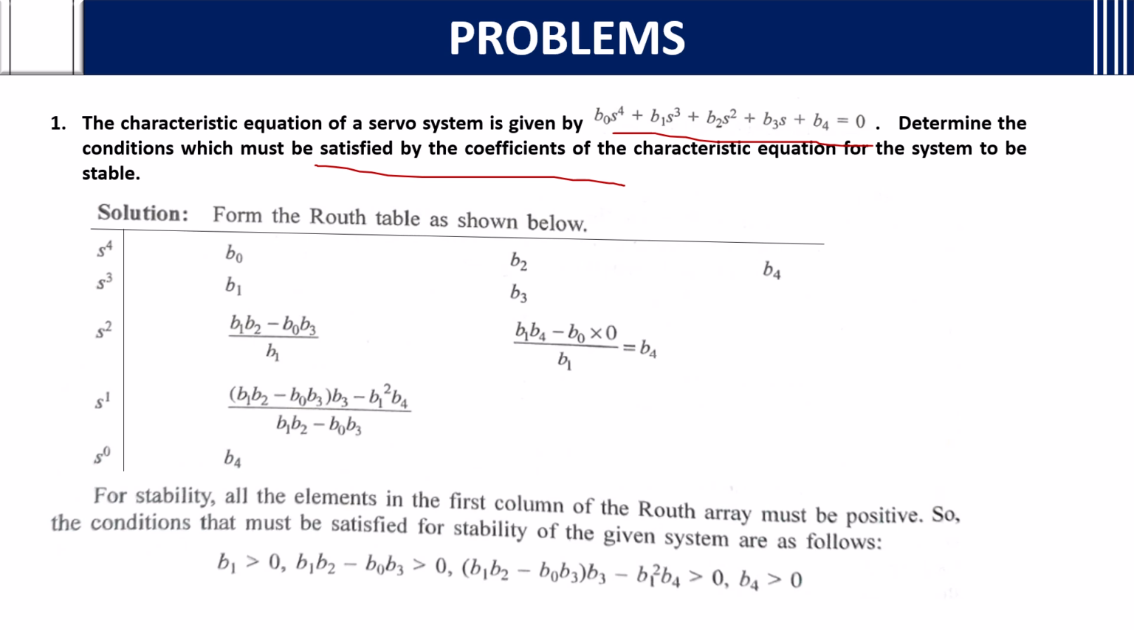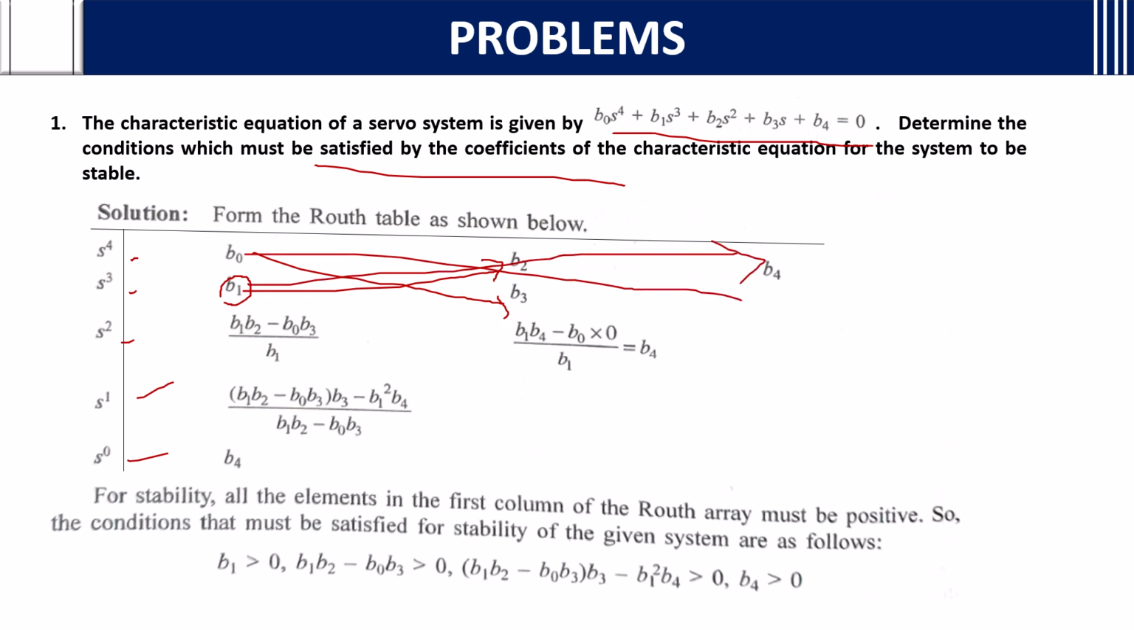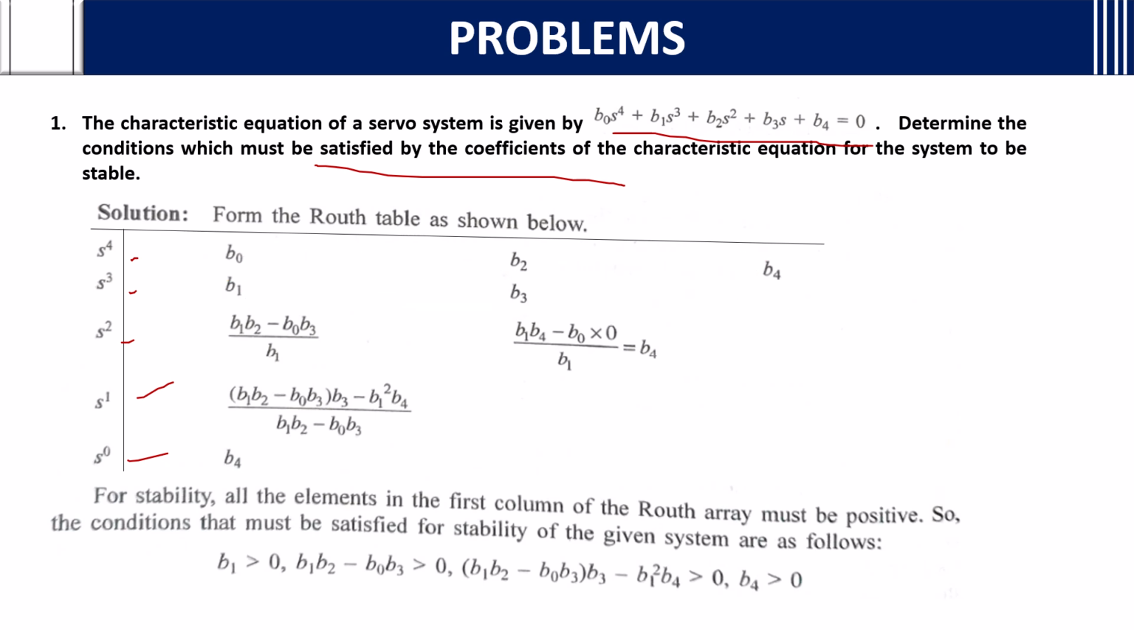See, how will you write the Routh table first? S4, S3, S2, S1, S0. You will write that first. Then the coefficients: B0, B1, B2, B3 and B4. After writing till here, what you will do? B1 into B2 minus B0 into B3 by B1. The next one is B1 into B4 minus B0 into 0, as there is nothing, it will be 0. So B1 and B1 cancel, and you will get B4.